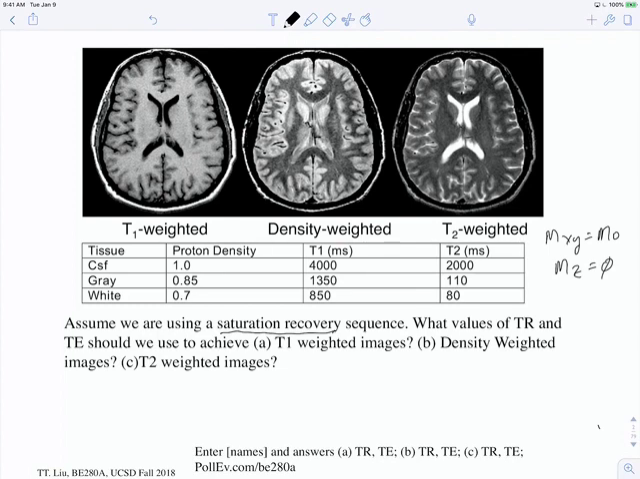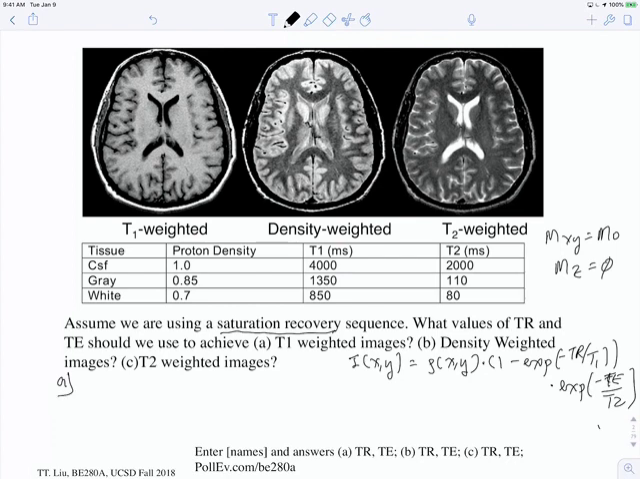Okay, and from last time we know that the expression is the intensity is going to be the density weighting, okay, times the T1 recovery times the T2 decay. Okay, so that's what we have for the expression. So let's take a look at each of these things.